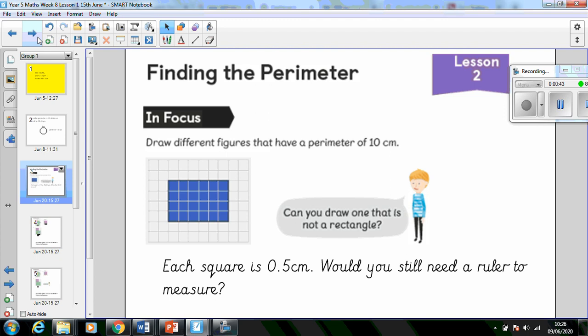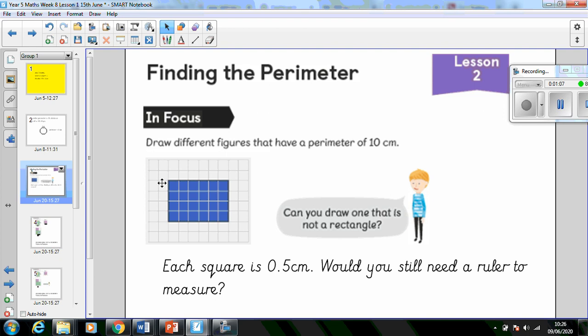So here's a rectangle that has a perimeter of 10 centimetres. Now that's because each of these squares is worth half a centimetre. So this side along here has got a length of 3 centimetres. Here has 2. So the distance around the whole of this shape would be 10 centimetres.